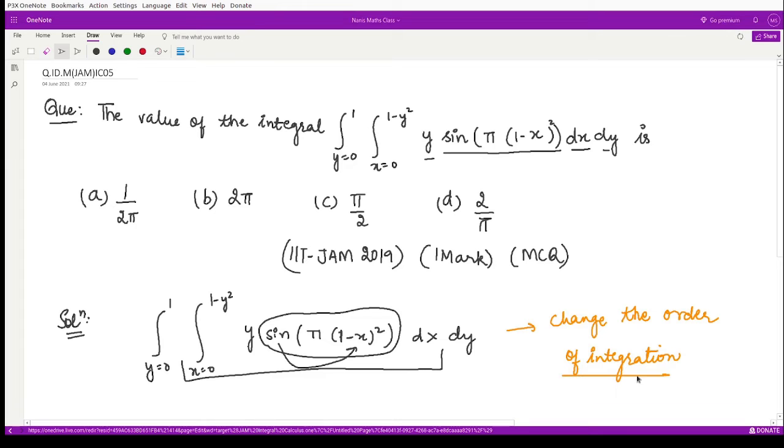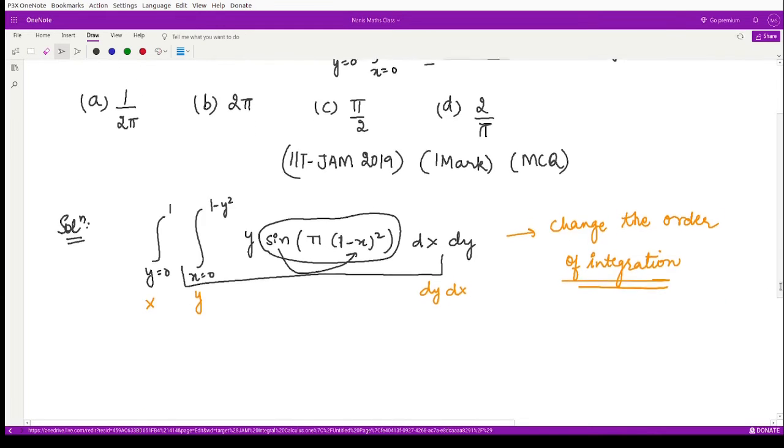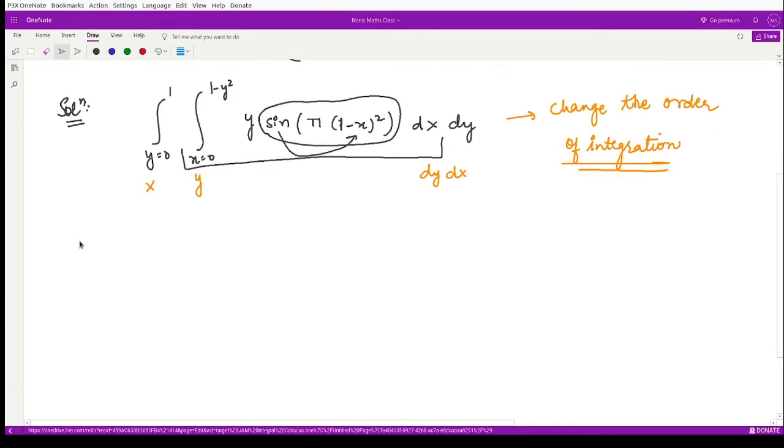By doing so, you will calculate the variable limits in y and the constant limits in x, so that you could perform the integration, right? So let's first do that. For that we require an integral where we have variable limits in y, constant limits in x. The function would be as such, y into sine of pi 1 minus x whole square. Now instead of dx dy, we will have dy dx. So let us now first determine what are these two limits.